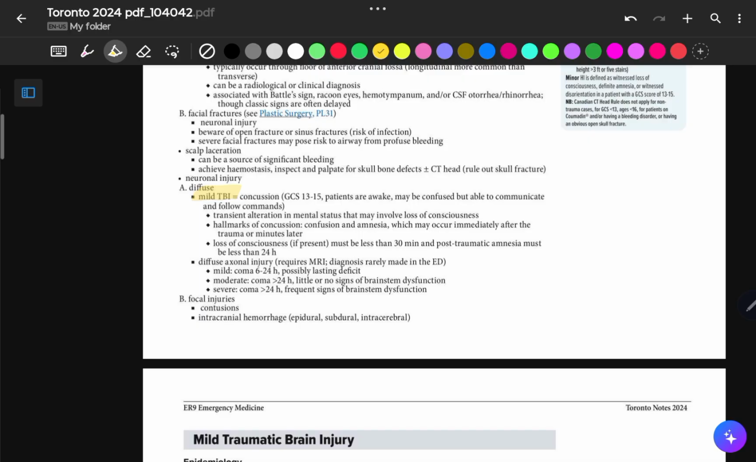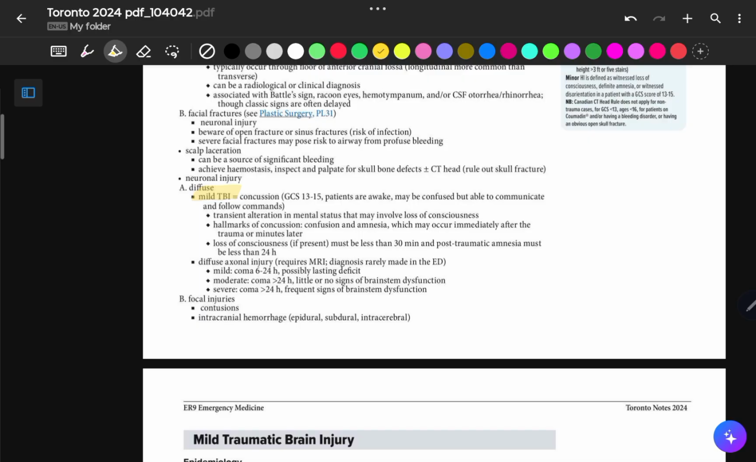So there's a transient alteration in the mental status that may involve loss of consciousness. So it's a transient one. It doesn't last for too long. So if they had a loss of level of consciousness, it doesn't last for too long.